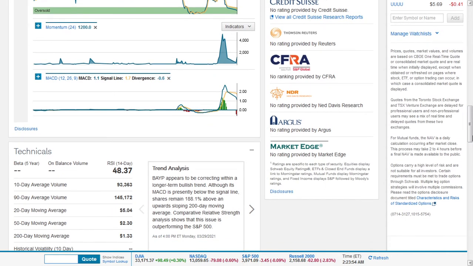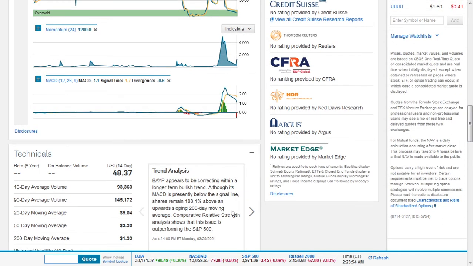Bayport appears to be correcting within a longer term bullish trend, although its MACD is presently below the signal line. Shares remain 188.1% above an upward sloping 200-day trend line. It's outperforming the S&P 500. But this is not exactly what is going on right now. What has happened is not enough to have changed these readouts. And momentum, it's strongly bearish and all that.